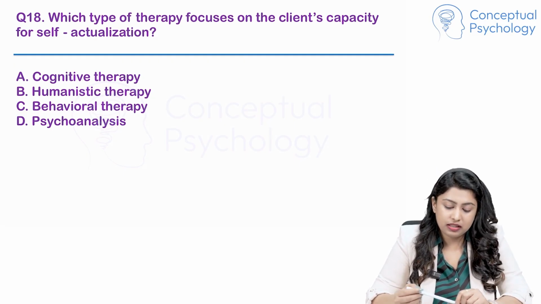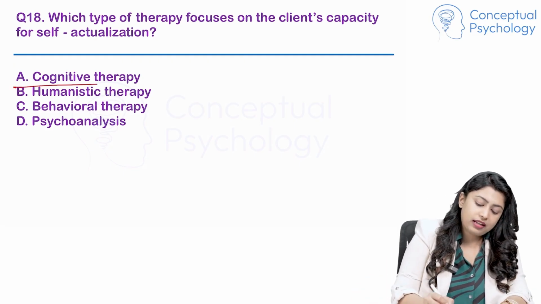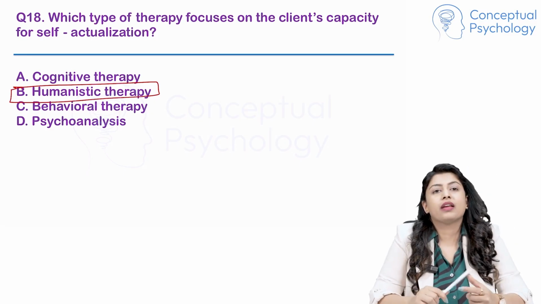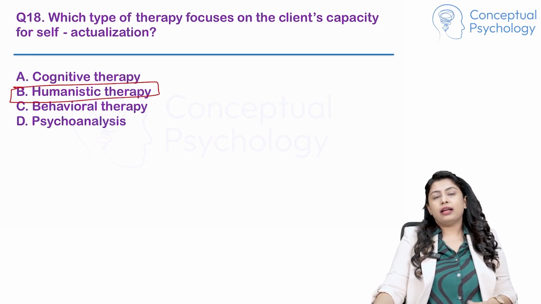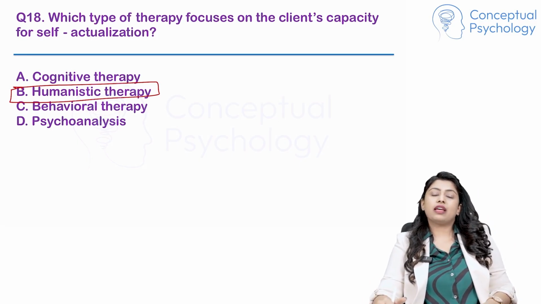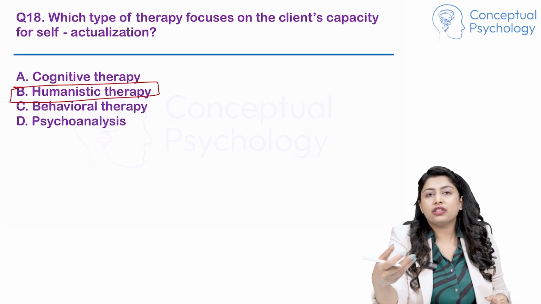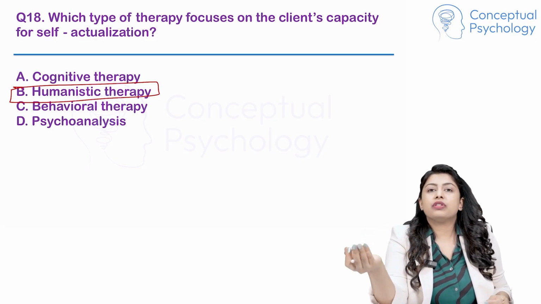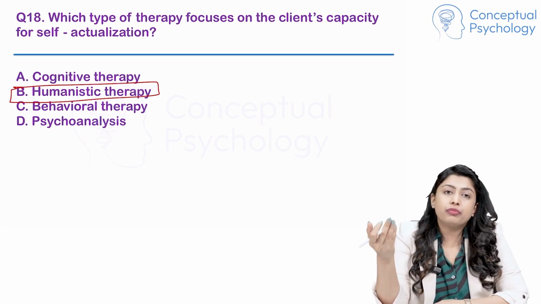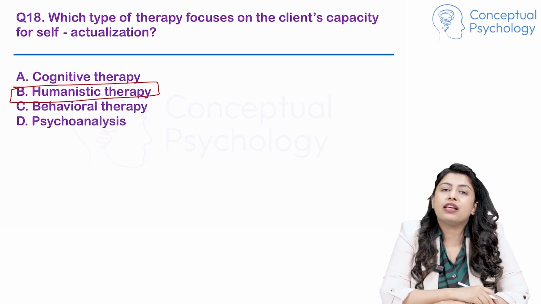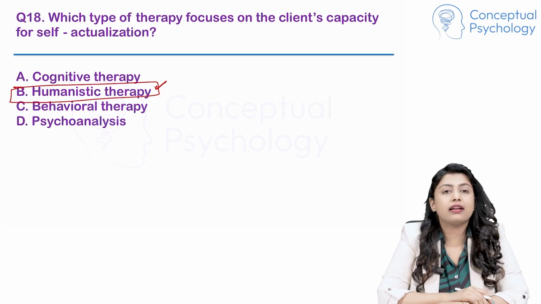Now, which type of therapy focuses on the client's capacity for self actualization? Cognitive therapy, humanistic therapy, behavioral therapy, or psychoanalysis? So, the correct option here is B. Humanistic therapy was developed by Carl Rogers and Abraham Maslow. It emphasizes the individual's inherent capacity for self-actualization, for personal growth and positive change, right? So, it focuses on the client's potential for self-improvement and reaching their full potential as a human being. Hence, humanistic therapy is the correct answer.